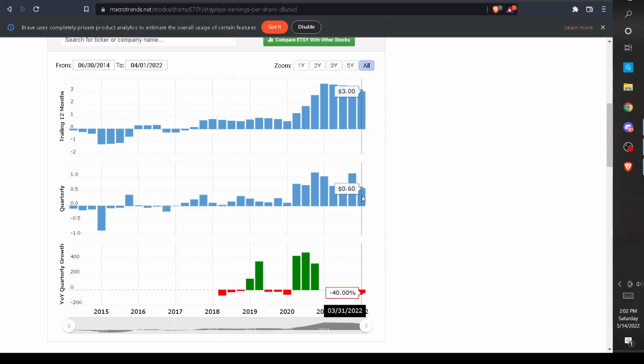So this is all I want to talk about for earnings per share. And in the next video, I'm going to start talking about price to earnings, or PE ratio.